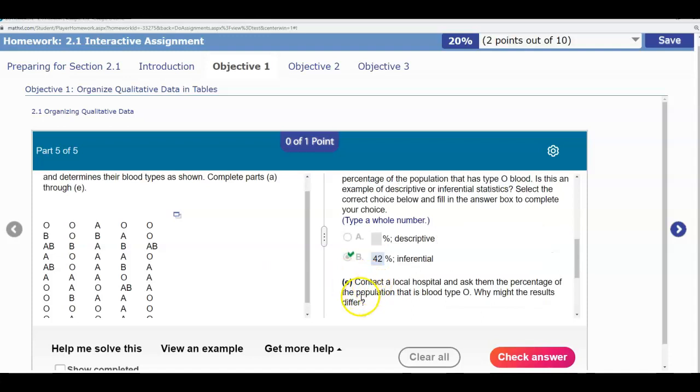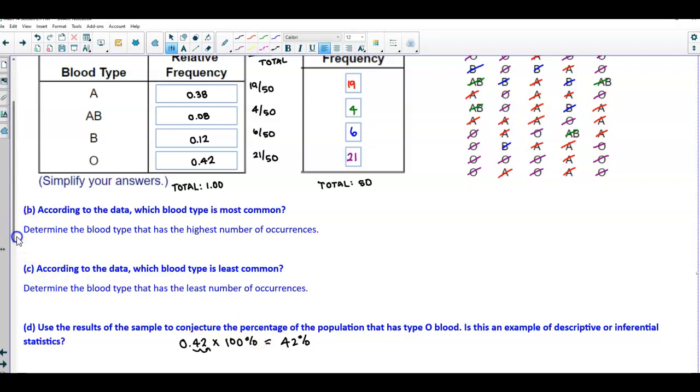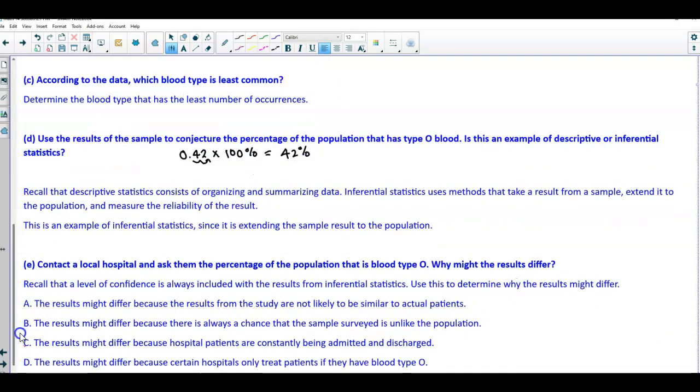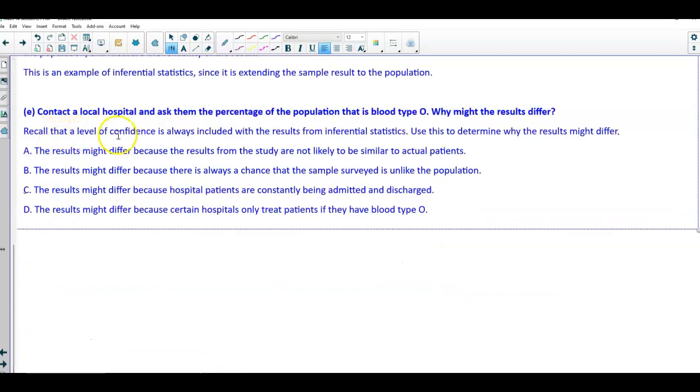The last question says, contact a local hospital and ask them the percentage of the population that is blood type O, and why might the results differ? First and foremost, let's go down a little further. Recall that a level of confidence is always included with results from inferential statistics, and we use this to determine why the results might differ.